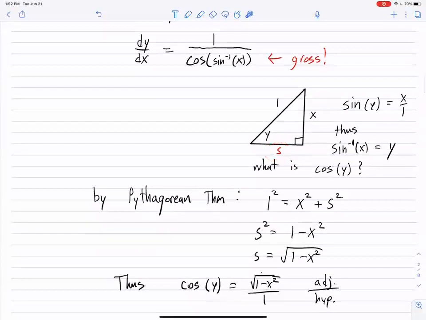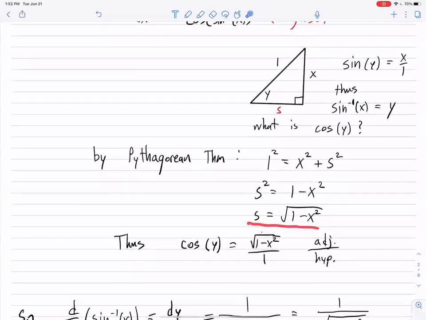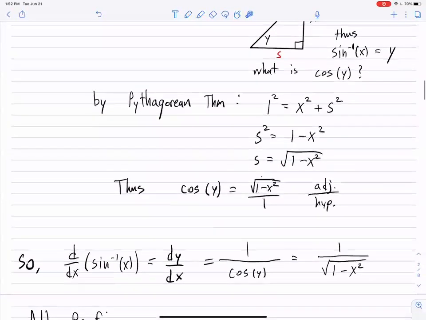Well, by the Pythagorean theorem, s squared plus x squared equals 1 squared, which is this equation right here. Solving for s squared, we get s squared is 1 minus x squared. Taking the square root, we get the square root of 1 minus x squared. Therefore, the cosine of this angle is the square root of 1 minus x squared over 1. Therefore, plugging that all in, we get that the derivative of sine inverse of x is 1 over the square root of 1 minus x squared.